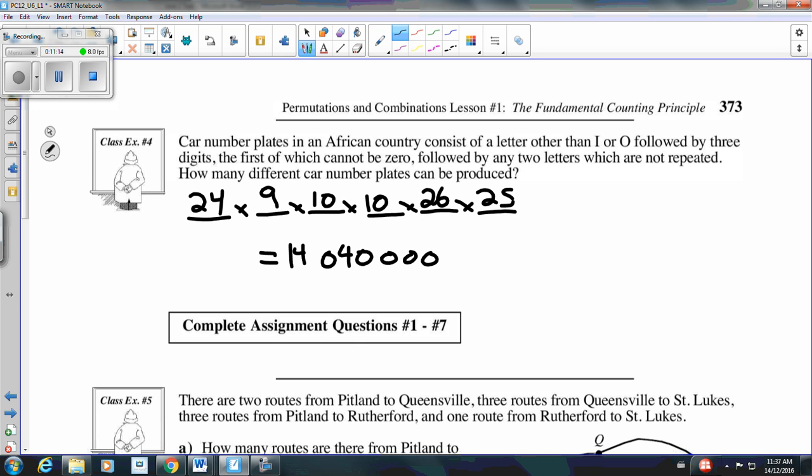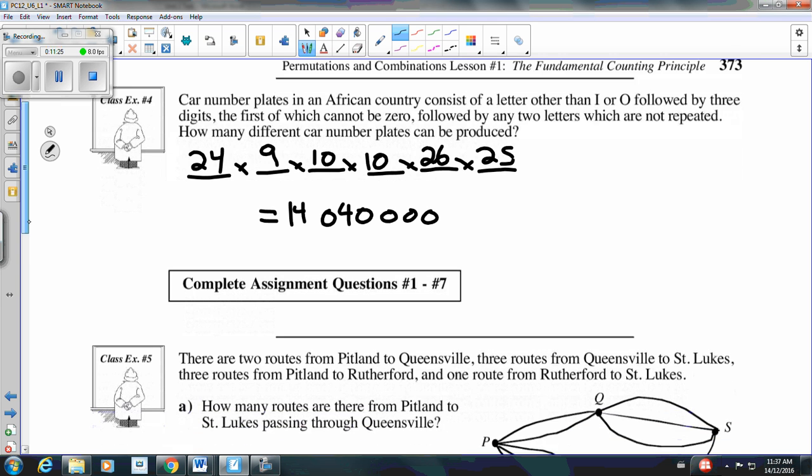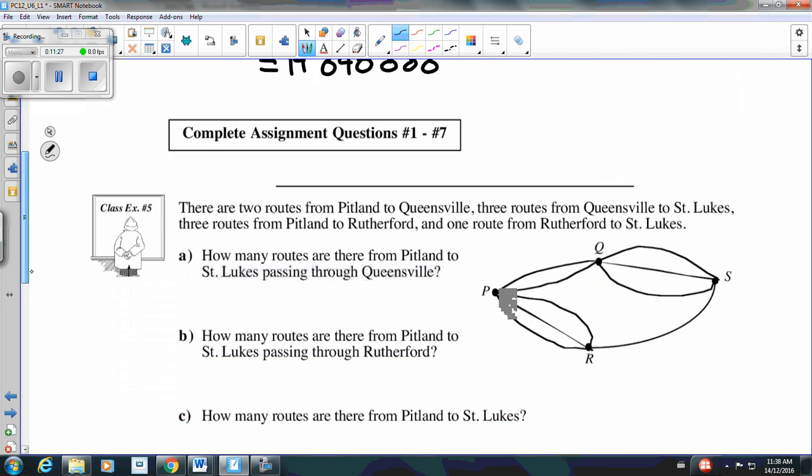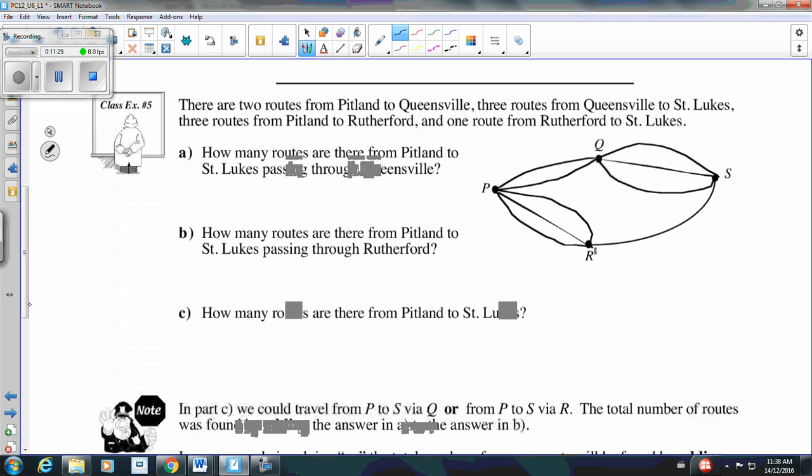14,040,000. So you can see why in Alberta we added an extra number, because we ran out of license plates. If you add an extra number or an extra letter, you get a lot more license plate combinations. Okay, moving on to the next part of the lesson here.